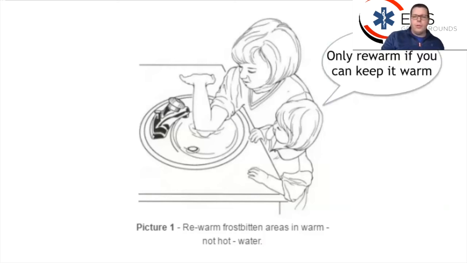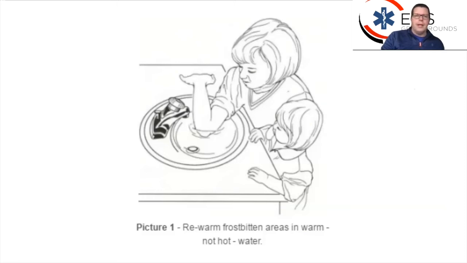And again, you only want to do it if you can keep it warm. If you're out 10 miles back on a trail, and the only way to get out of here is for that person to ski themselves out, then you don't probably want to make a fire and rewarm their foot entirely if their foot's going to get cold again in the meantime.